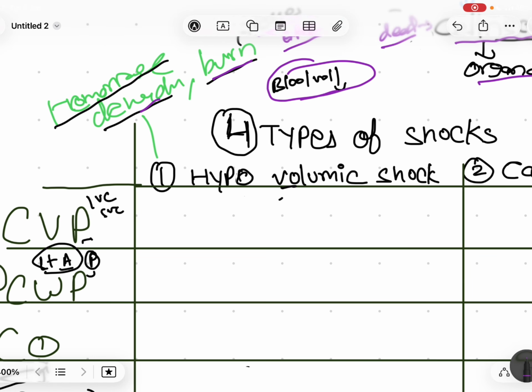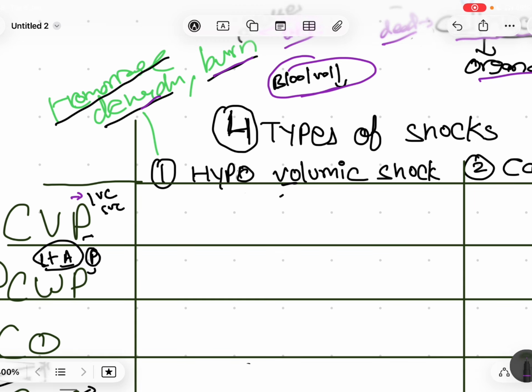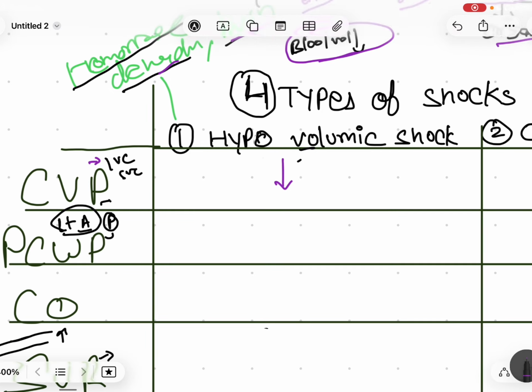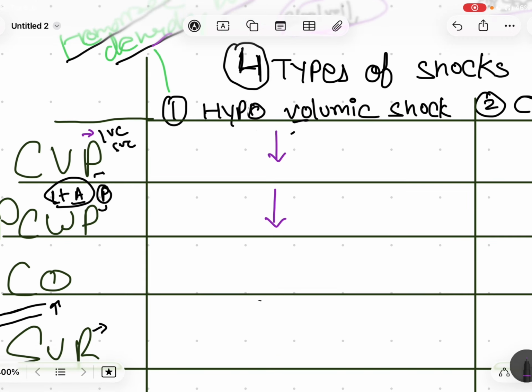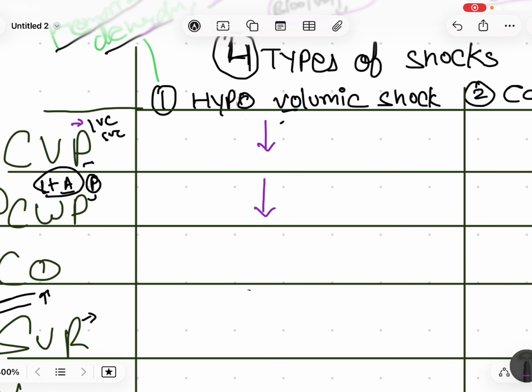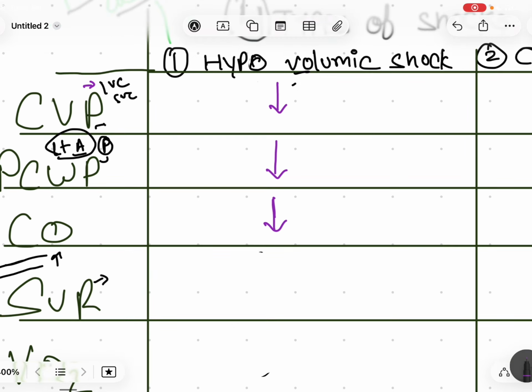Basically, the blood volume is low. If blood volume is low, then the blood in the inferior vena cava and superior vena cava also decreases. So if the blood is decreased, the pressure in the left atria is also decreased. We don't have a lot of blood, so the heart will pump less blood. If we don't have blood, how can we pump more? So cardiac output also gets decreased.